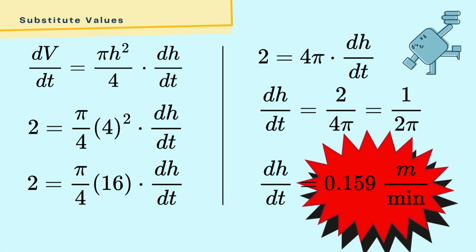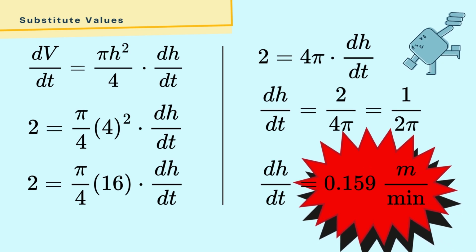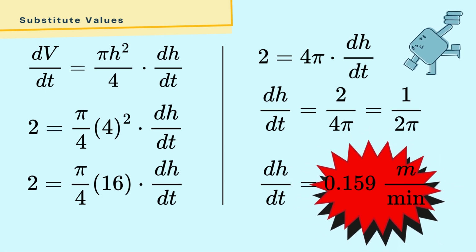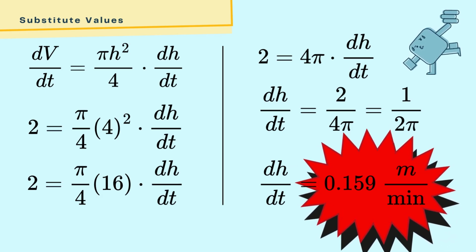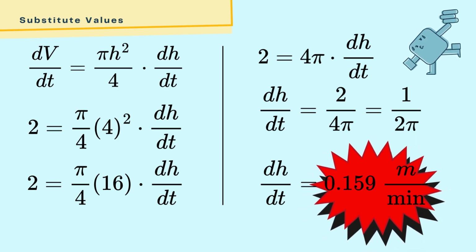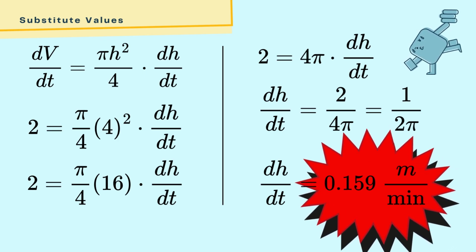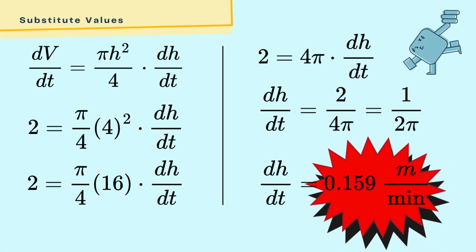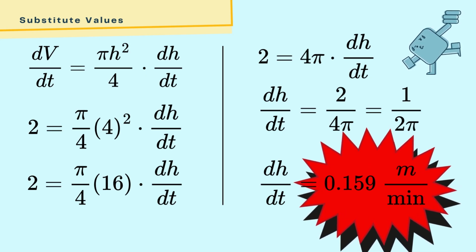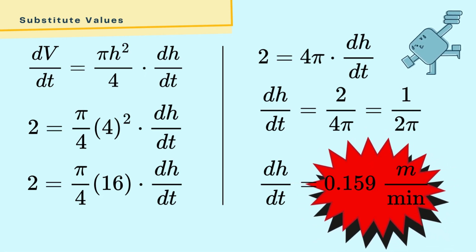From our calculation in this panel, we can see after we substitute the value of dV over dt and the value of H, we finally get the value of the rate of height over time, which is dH over dt. The value happens to be 0.159 with the unit of meters per minute.